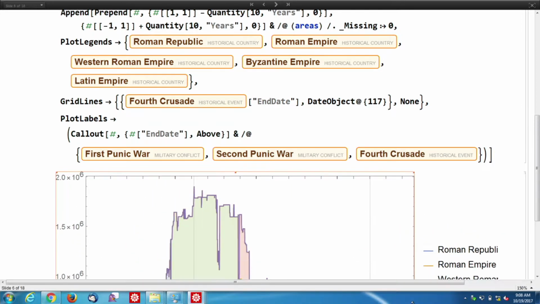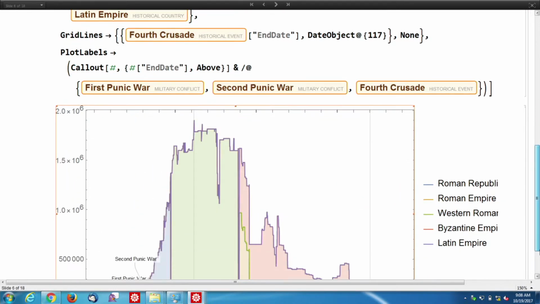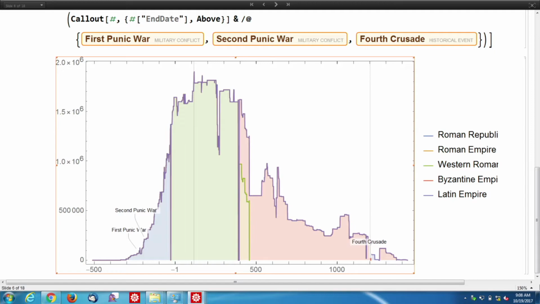I used here one of the latest developed functions, stacked date list plot, to show the Roman Republic and Roman Empire. Here the empire dissolved and partitioned into the Western Roman Empire and the Byzantine Empire, the Eastern. We can see at the beginning that both of them were the size of the Roman Empire. Basically, this was the greatest extent.